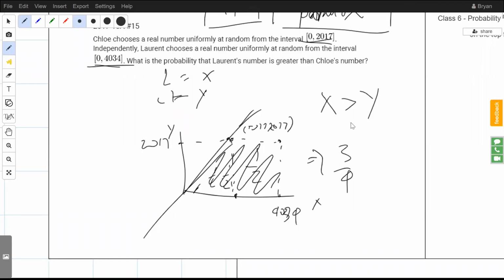And yes, casework should work too. I'd assume your cases would be if Laurent's number was between 2017 and 4034, or if it was between 0 and 2017, right? That's what I'd assume you'd do cases on.